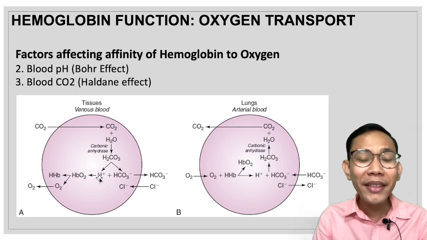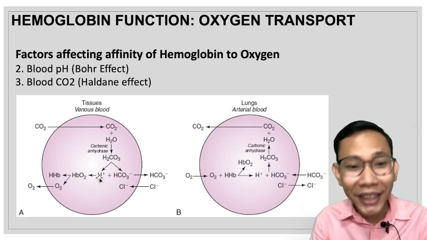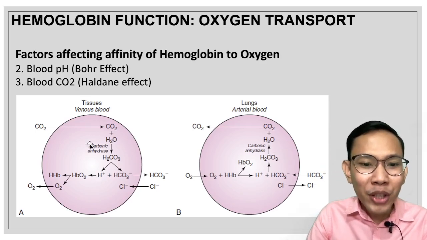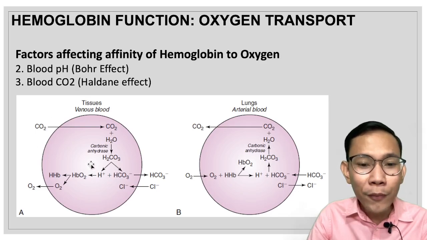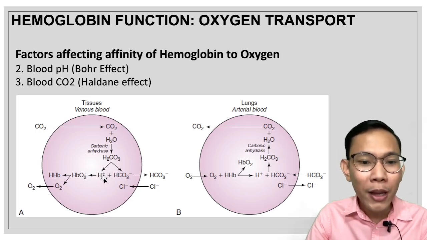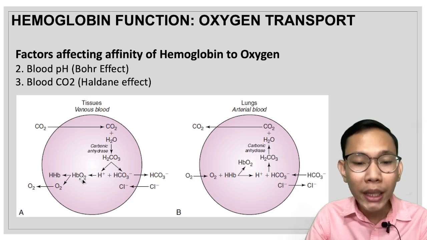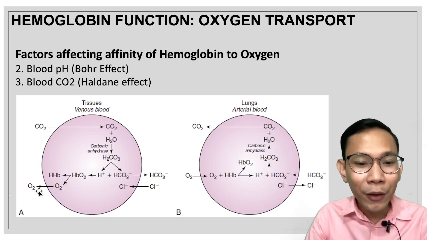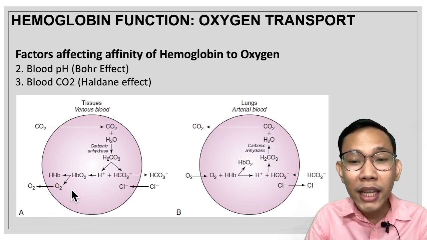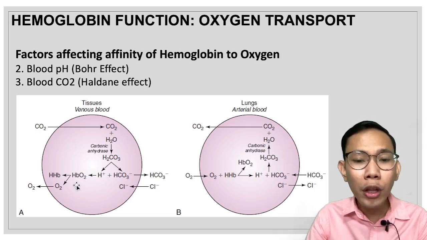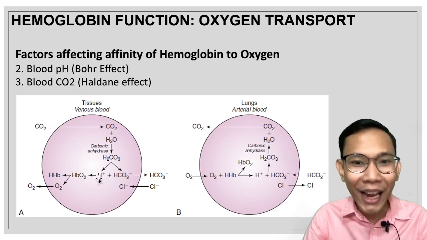Of course, nagiging shift to the right pa rin. Bakit? Kasi nga, pag masyadong maraming carbon dioxide, therefore, maraming hydrogen ion. Pag maraming hydrogen ion, maraming madidisplace na oxygen sa ating hemoglobin. And remember, your oxygen will be released. Therefore, it lessens the affinity of your hemoglobin to the oxygen caused by your hydrogen ion.